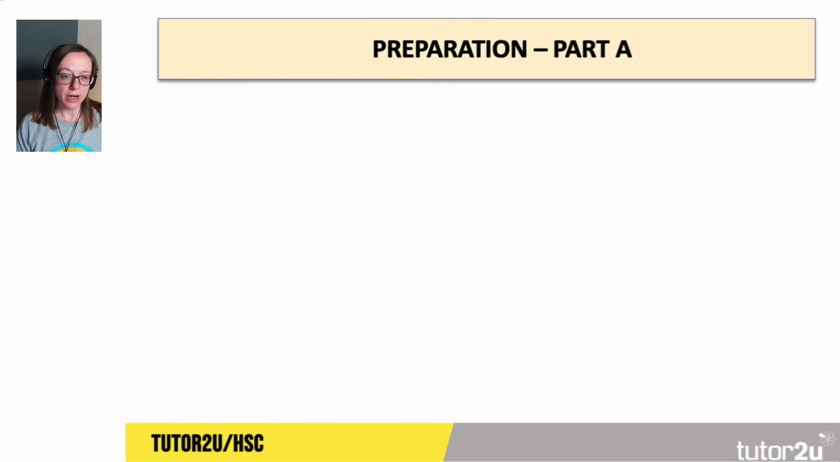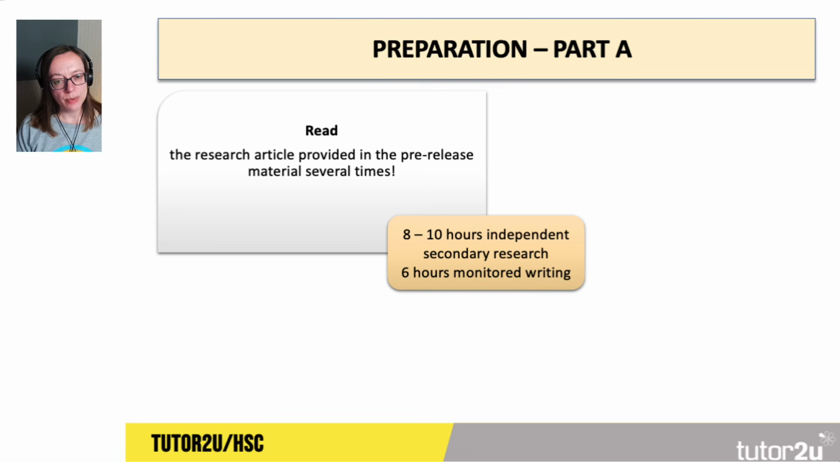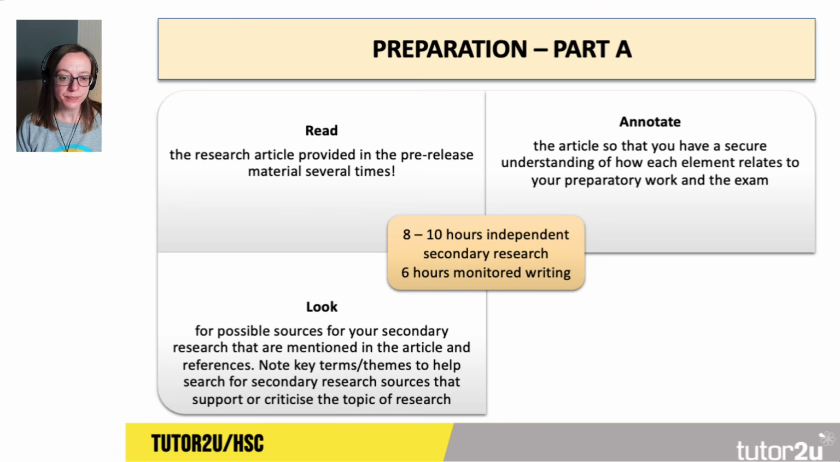So let's talk about the preparation stage, Part A. The first thing you need to do when you're given your pre-release material is read the research article provided. You need to do that several times. You really need to have a thorough understanding of exactly what that article is about. To support you with that, you should annotate the article and really get to grips with how each element of that research article links to your preparatory work and how it then links to how you're going to answer your exam activities.